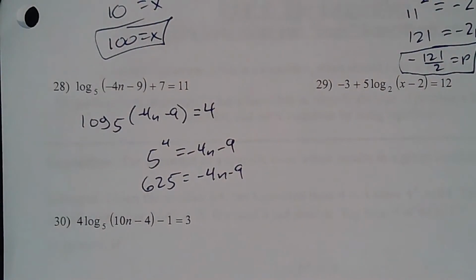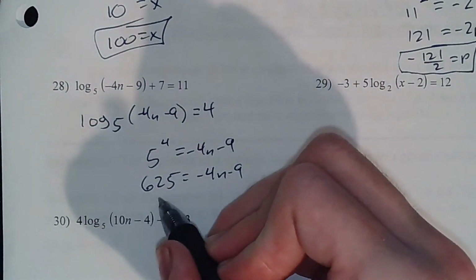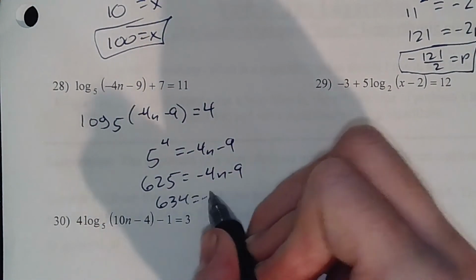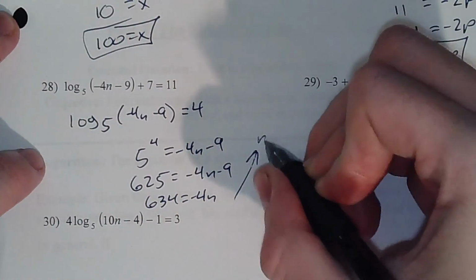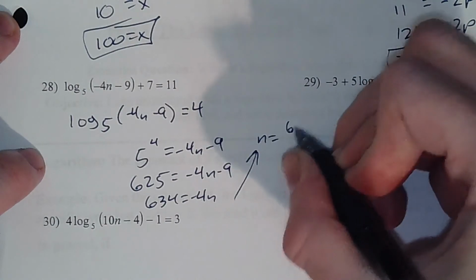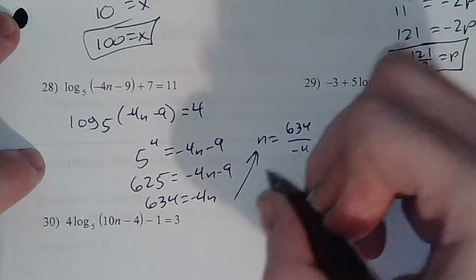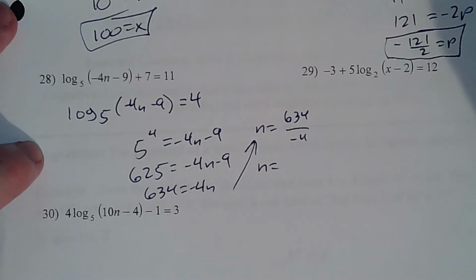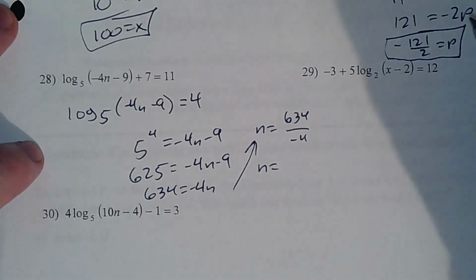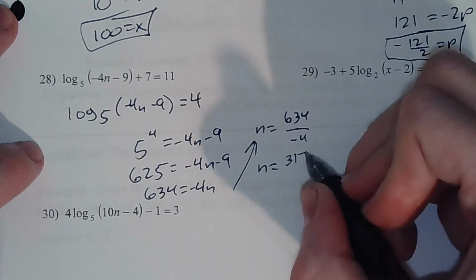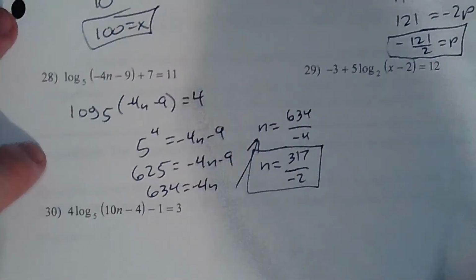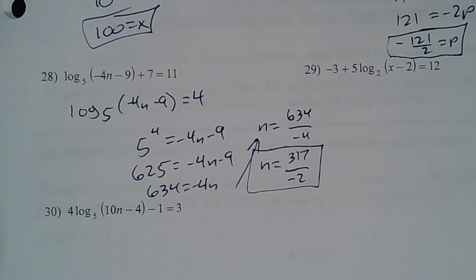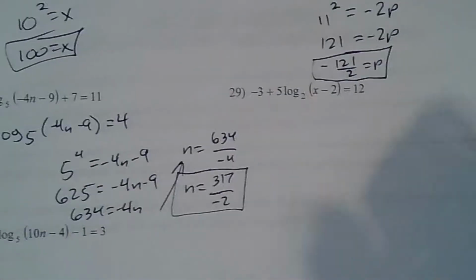You can go ahead and add 9 to both sides of the equation and get 634 equals negative 4n. And therefore, writing it, we'd have n equals 634 over negative 4, which will reduce. What does that reduce to? It reduces to 317 over negative 2, which does not reduce anymore. Finishing it up, we don't have much more to do.